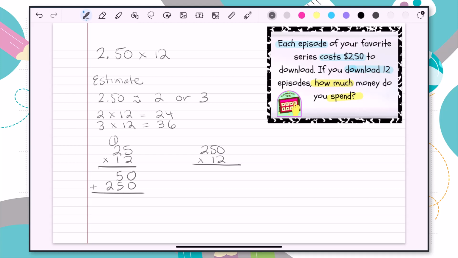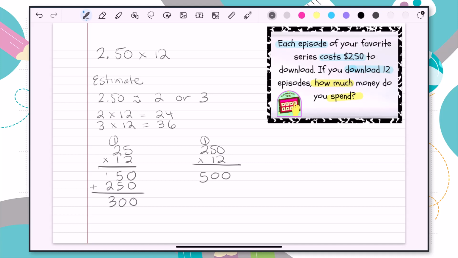And then we need to put our 0 placeholder in the ones column and multiply 1 times 5 and 1 times 2. And that gives us 300. Now, if you're really good at multiplication, I'm sure you can guess that 250 times 12 is going to give us 3,000. Those numbers are really different, 300 and 3,000.